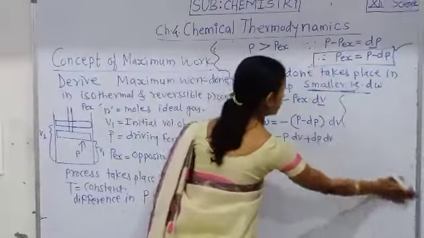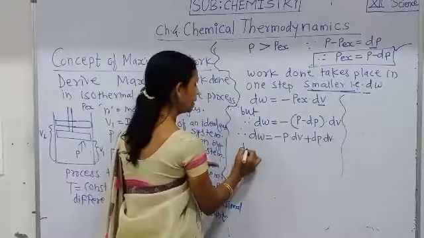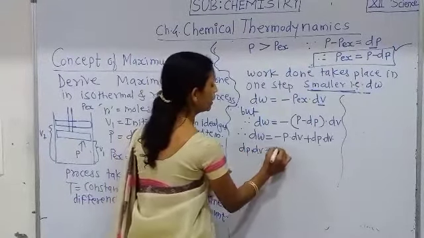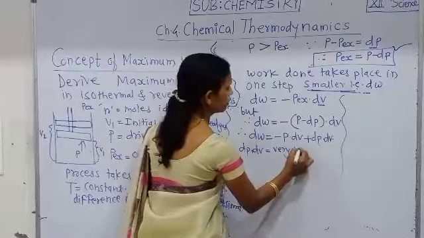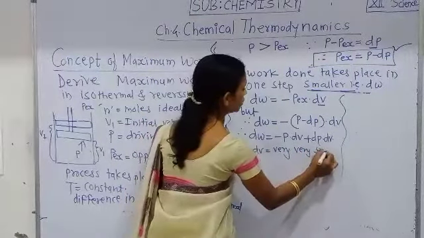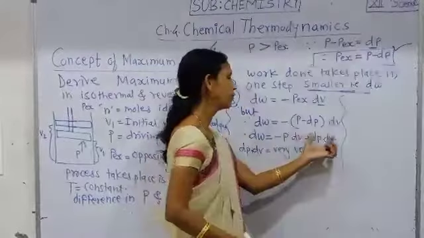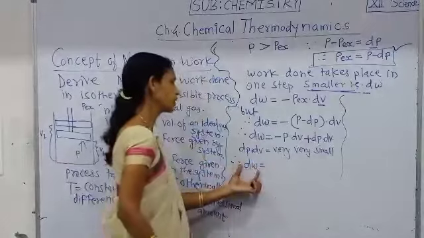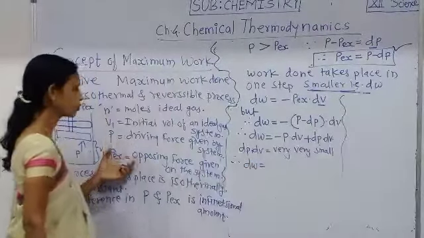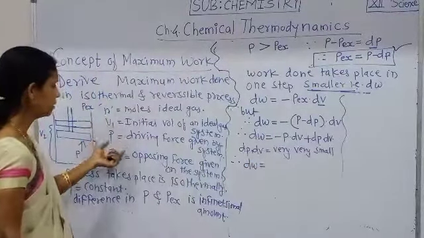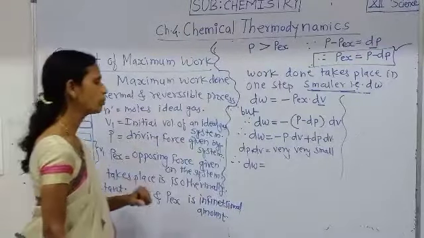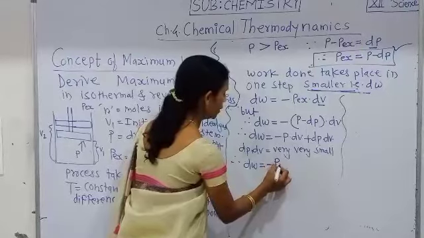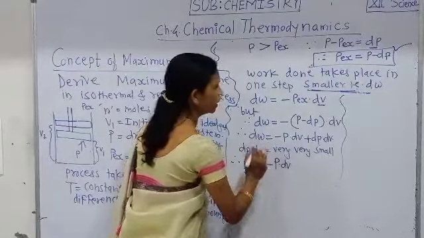But see here, dP dV is very small, such that we can neglect that dP dV. Therefore, here dW, which is the work done in this reversible and isothermal process, is equal to minus P dV.